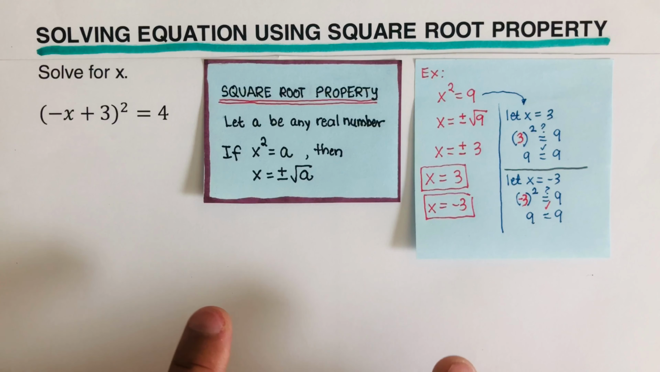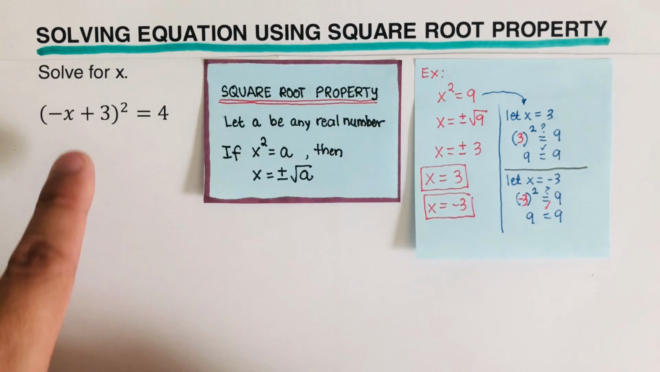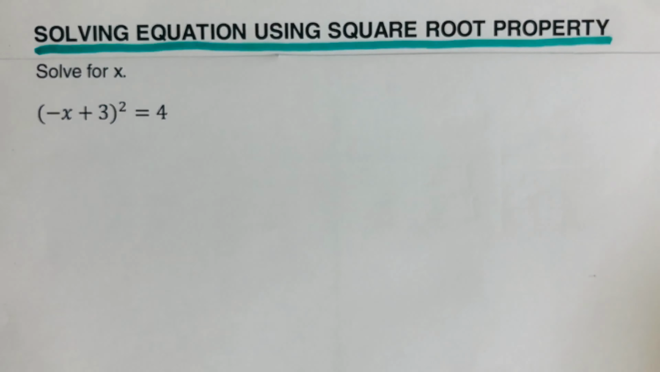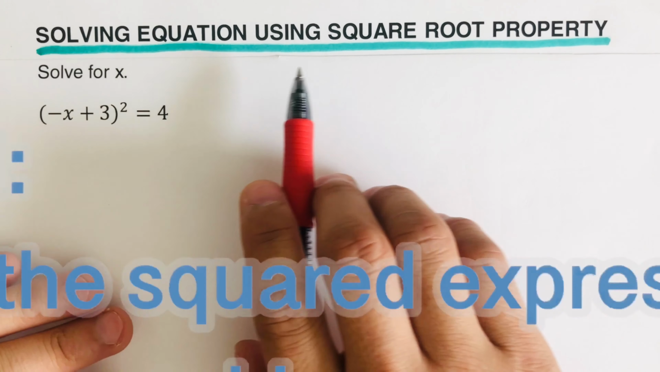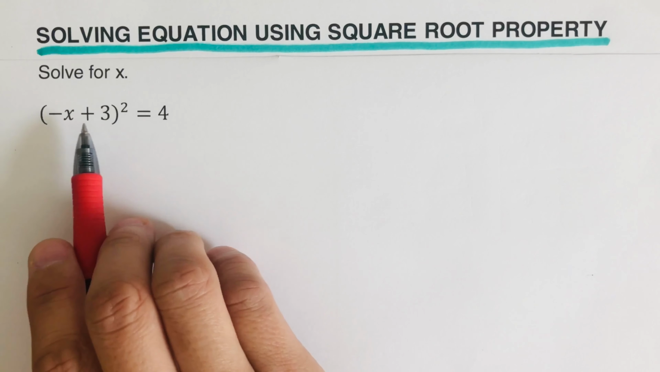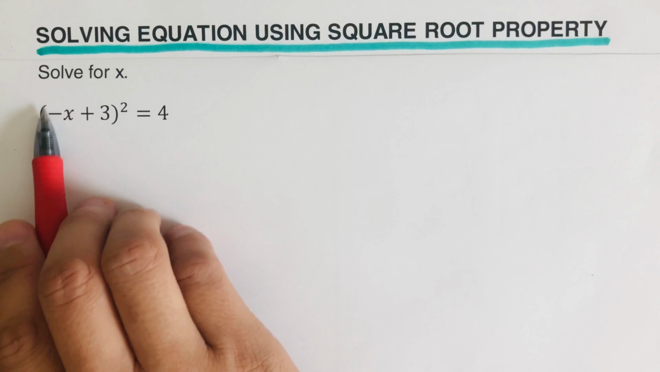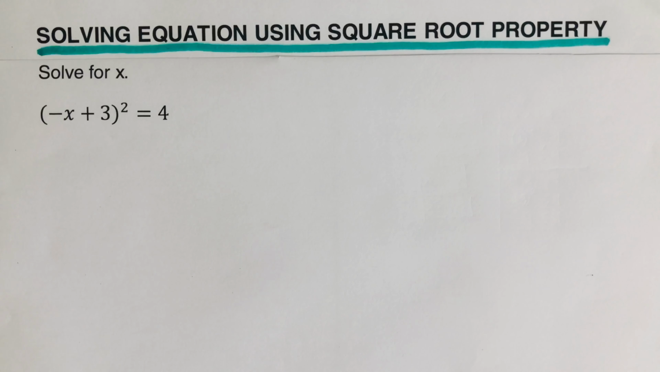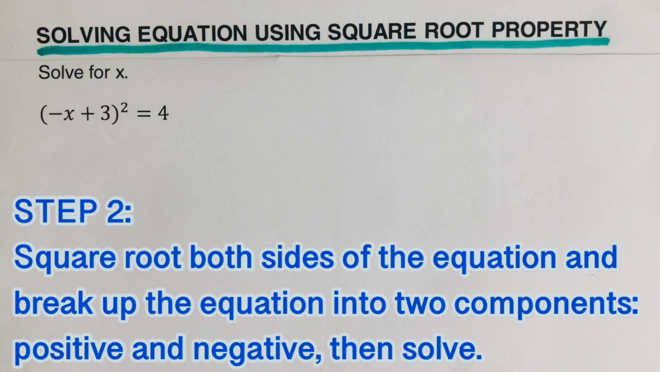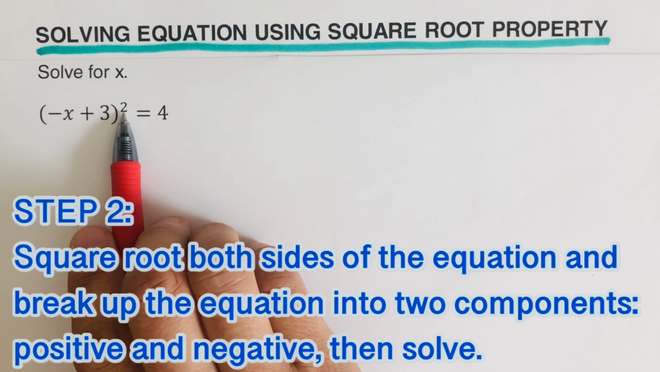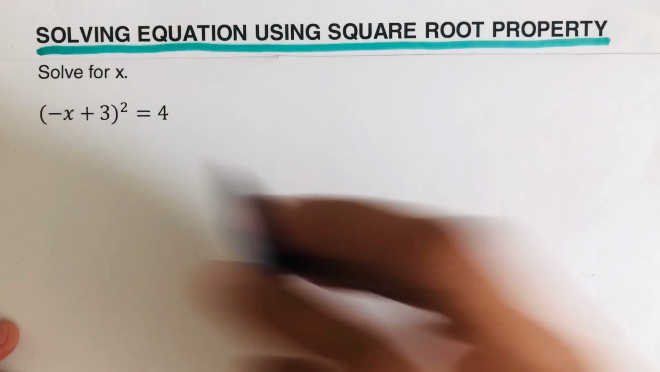Now we are going to use the same concept that we did here with this equation that we have right here. So what we are going to do again is to follow some steps. The first step in solving equations using the square root property is to isolate the squared expression by itself on one side. In this problem, we already have the squared expression isolated by itself, so we go ahead and move on to the second step. Square root both sides and break up the equation into two components, the positive and the negative, then solve. The antidote for squared is square root. So I'm just going to rewrite this.